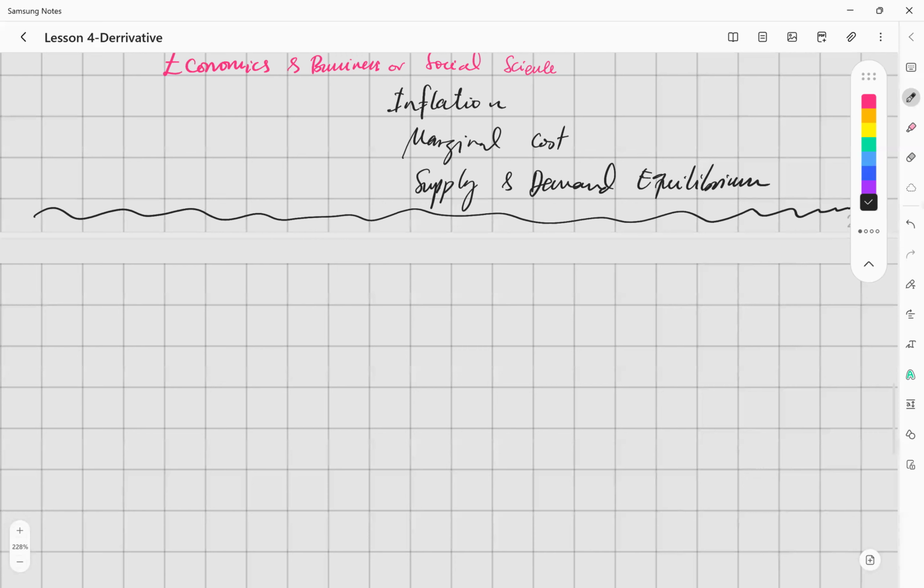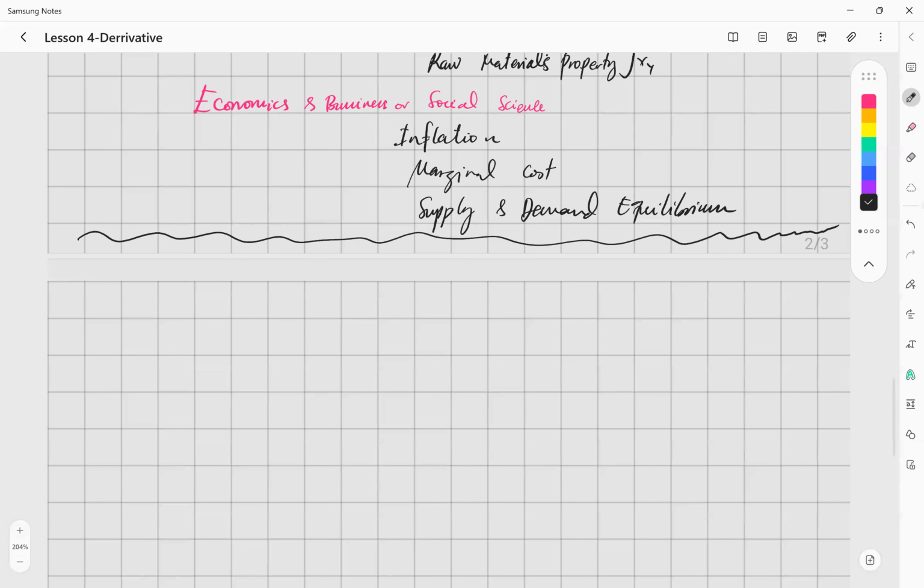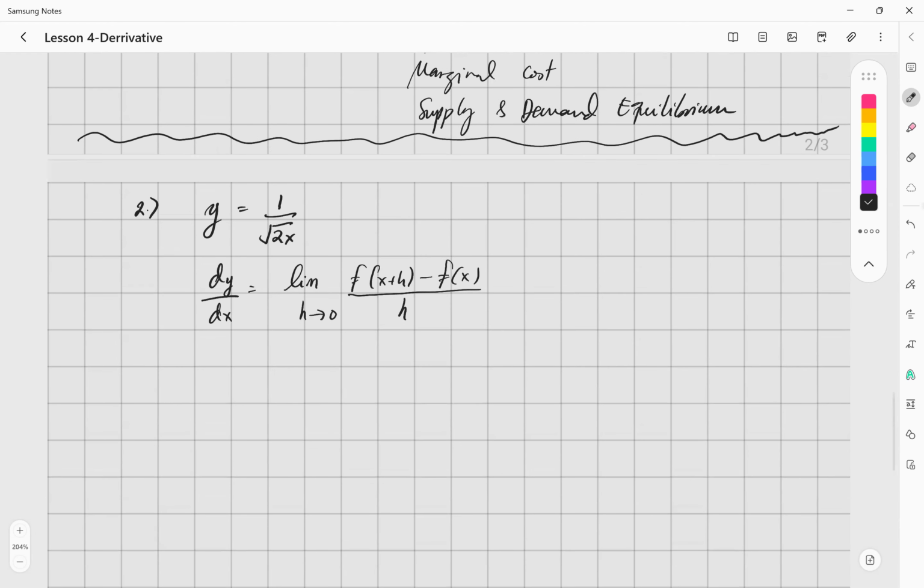All right, so let's do another function. Suppose you have a function, example number 2. Let's say y is equal to 1 over the square root of 2x. Let's find the derivative of this. dy over dx is simply the limit of f of x plus h minus f of x, divided by h, as h approaches 0. By the way, y is equal to f of x.